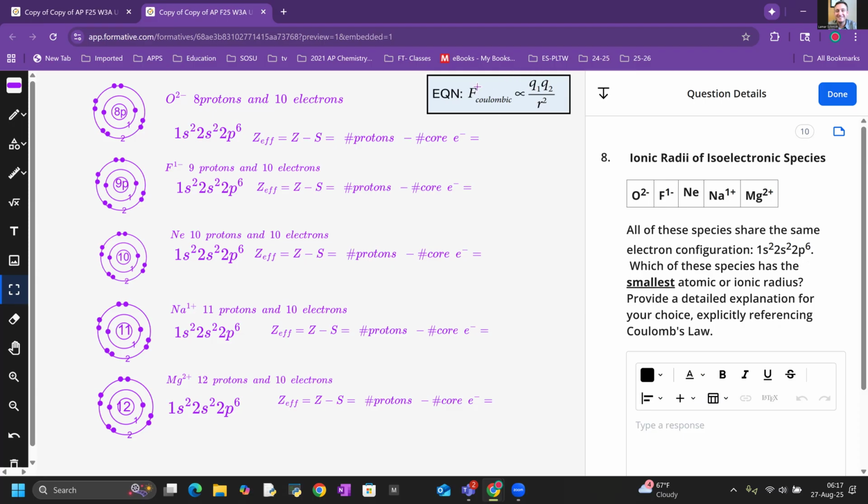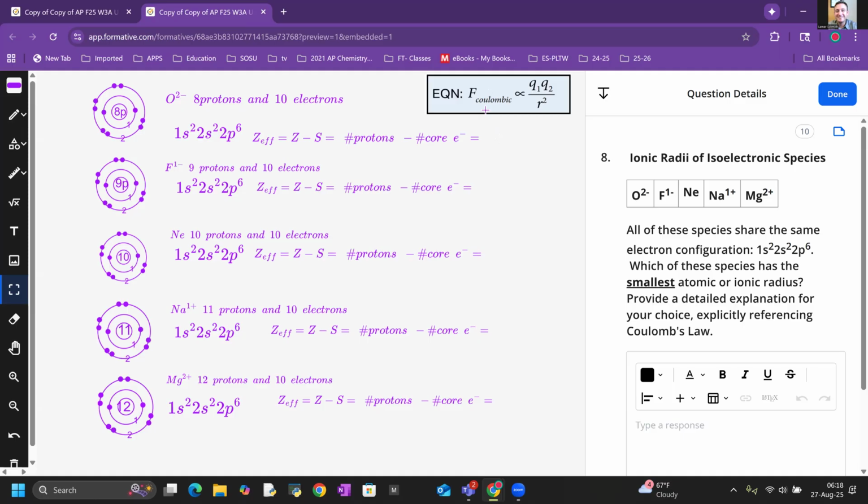So Coulomb's law, we see there's a direct relationship between the force of attraction between the nucleus and the valence electrons, or all the electrons in the atom. The higher the nuclear charge, the higher the force of attraction. And so what we look at in particular when we're looking at the size of the atom is we're focusing on those valence electrons and the attraction those valence electrons have for the nucleus.